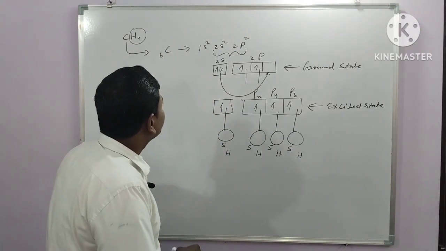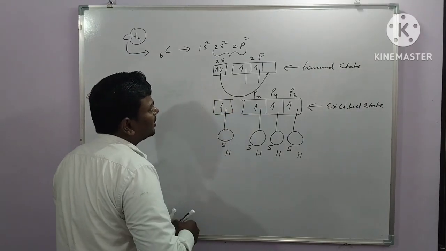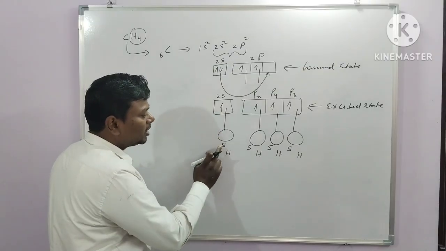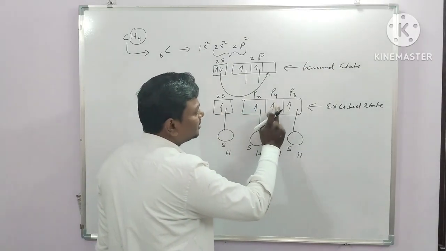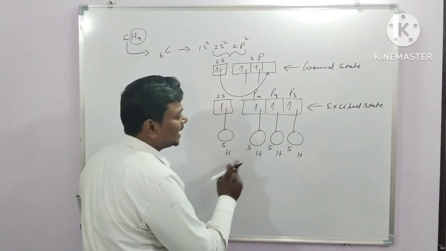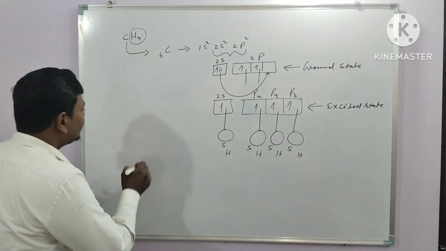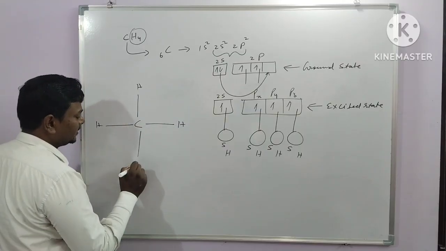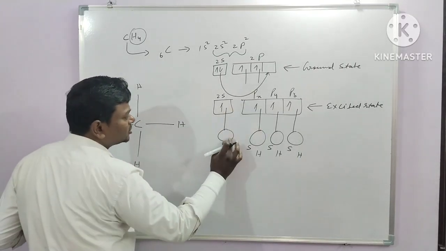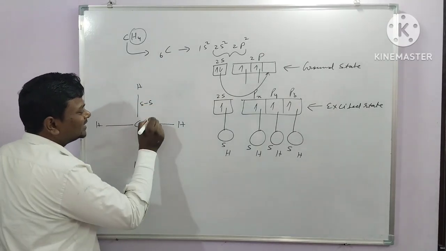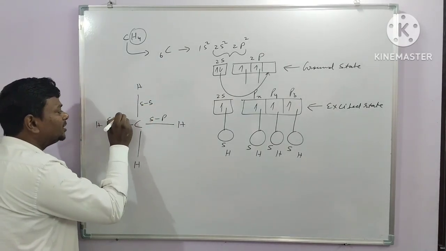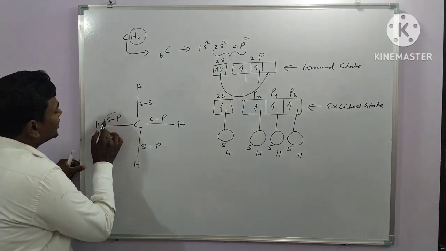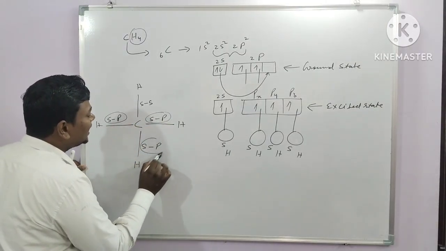According to VBT, the 2s orbital of carbon makes a covalent bond with the s orbital of hydrogen, and the three p orbitals make covalent bonds with the s orbitals of hydrogen. So one is an s-s orbital overlapping covalent bond, and the other three are s-p orbital overlapping covalent bonds.